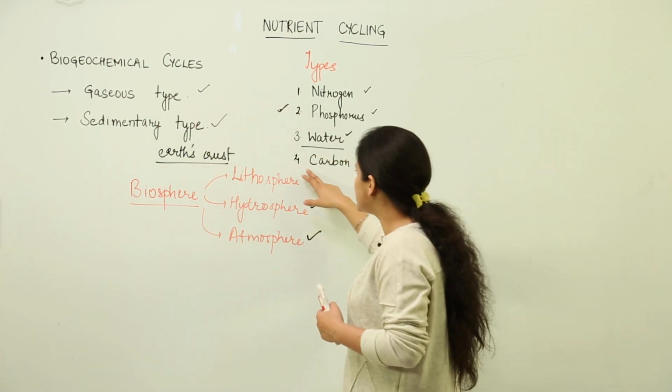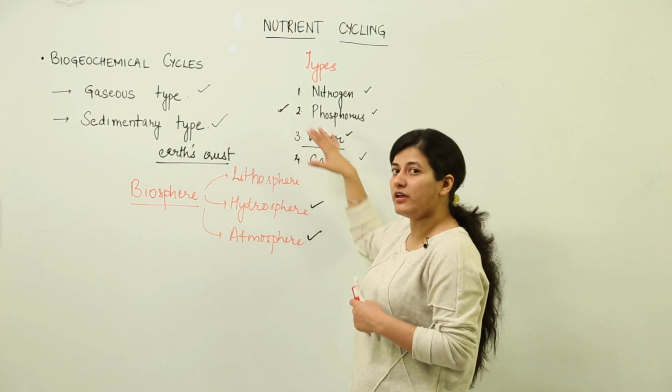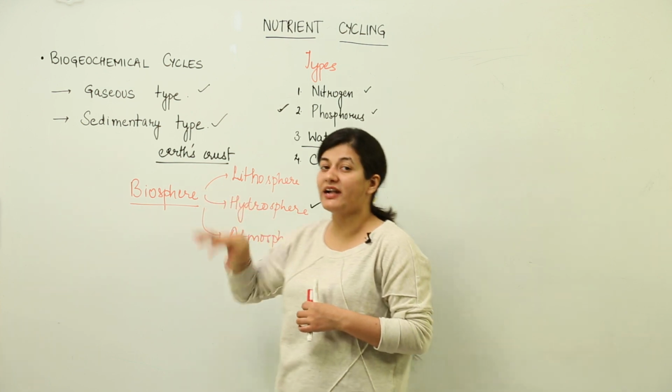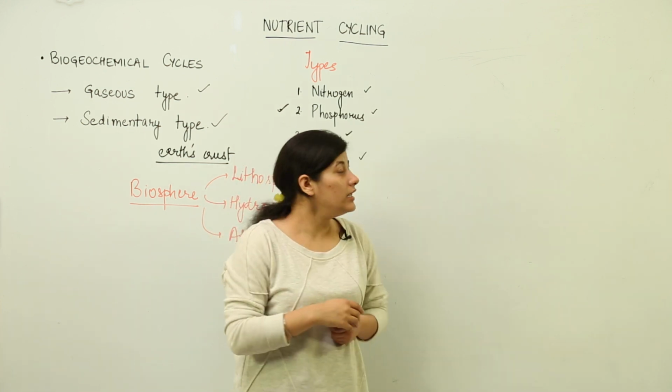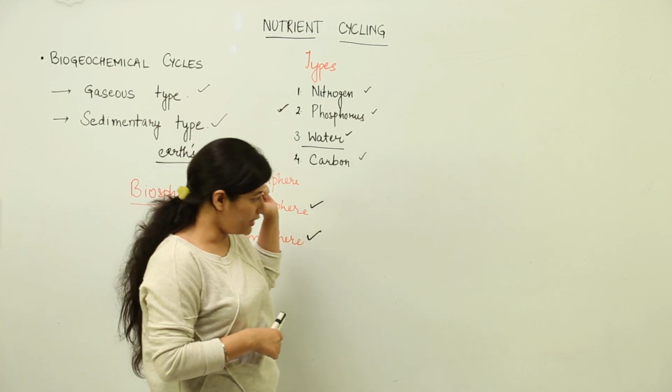At the same time, there is carbon which involves both the sedimentary type and the gaseous type. And when we are going to see these cycles at large, at a large scale, then we are going to consider both these cycles. The sources could be both, alright.